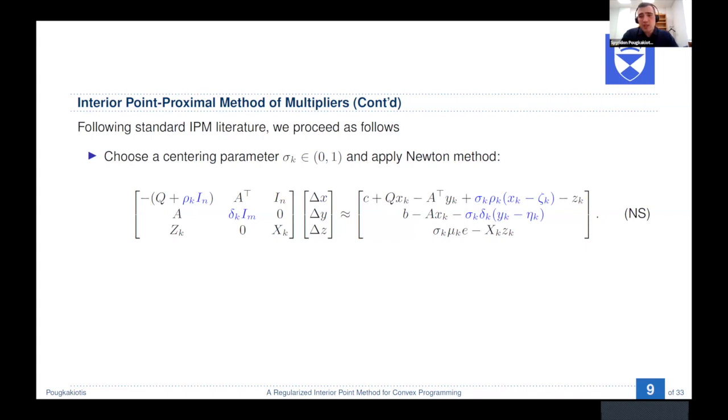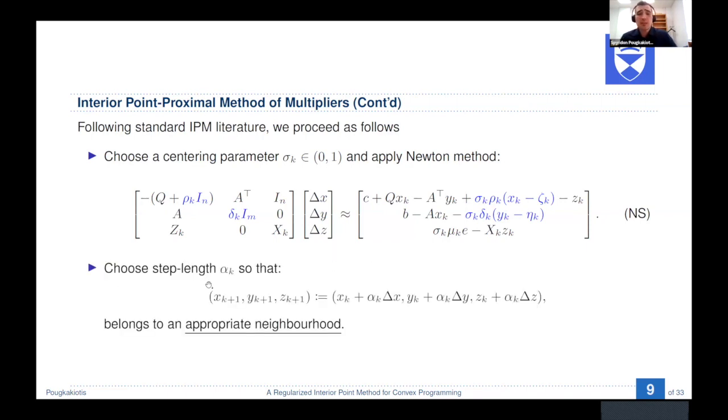So this is a neighborhood scheme because once we approximately solve the system, we have to find the step length so that the new iterate belongs to an appropriate neighborhood. I have highlighted this because, although I'm not going to go into the details, this is actually the key behind the polynomial complexity of interior point methods.